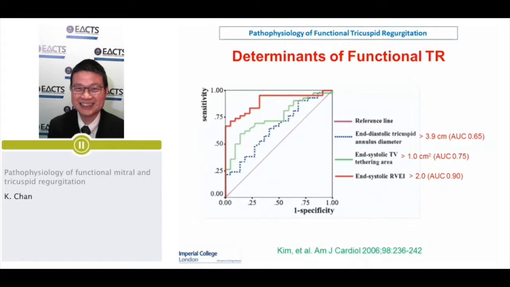And this group then looked at the various parameters which are responsible for functional TR, and this ROC curve shows that the right ventricular eccentricity index was actually the most important determinant, with an area under the curve of 0.9 when the eccentricity index was above 2. And when the tethering area was above 1 centimeter squared, the area under the curve was 0.75. When the end-diastolic tricuspid annular diameter was above 3.9 centimeters, the area under the curve was 0.65.